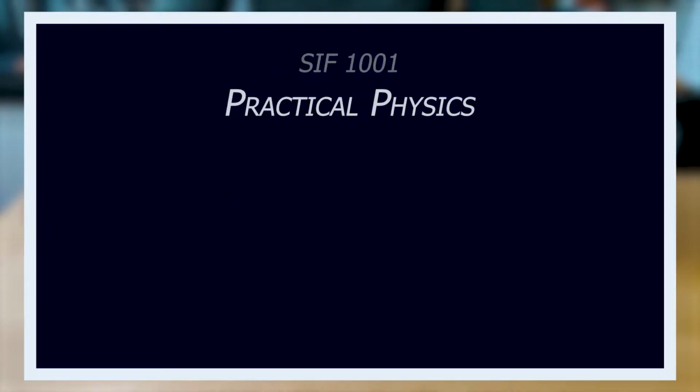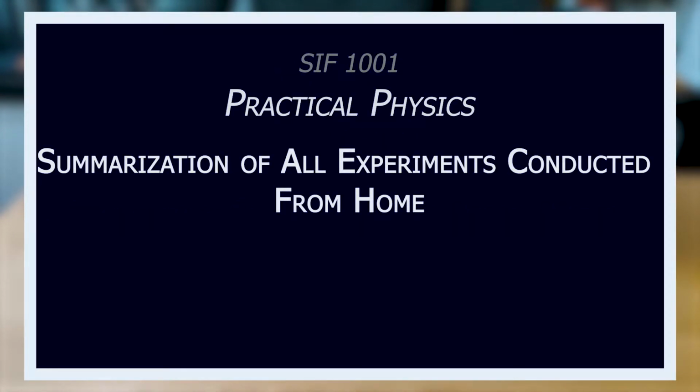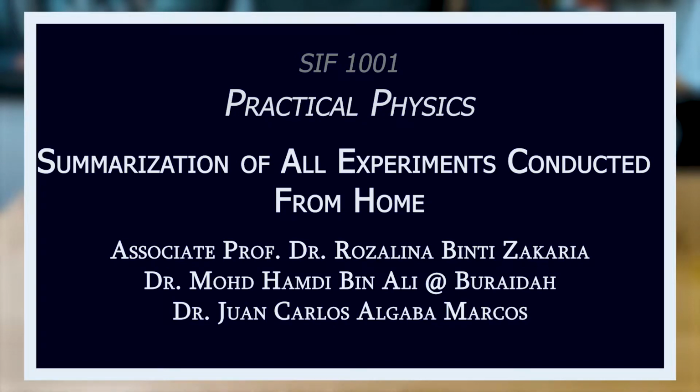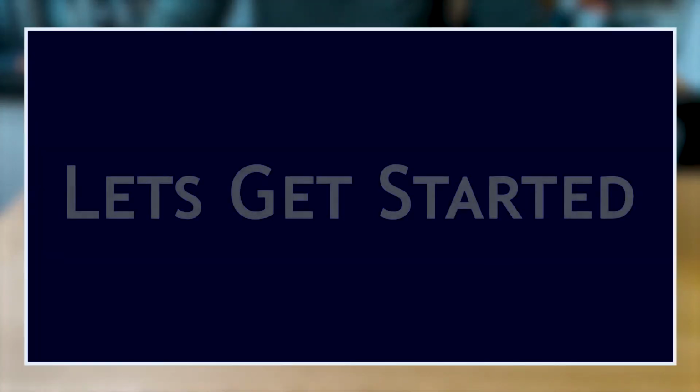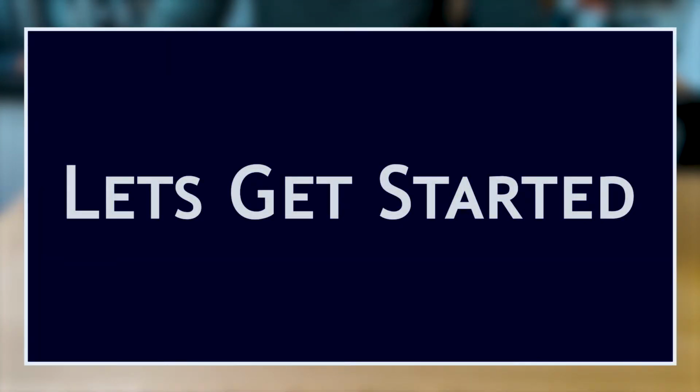Today, we are presenting on the summarization of all experiments conducted from home for the course SIF1006 Practical Physics. The experiments shown in the video are just concepts of the actual experiments that were done. Without further ado, let's move to experiment 1, where we'll find the speed of light surprisingly with a chocolate bar.